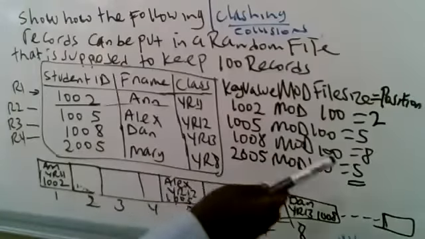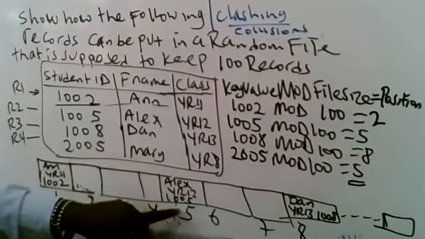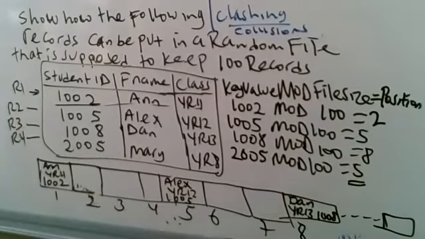So what does the computer do in this case? It cannot leave out Mary's record because Alex is already in position 5. So it applies many methods to solve that. But the common ones that are in your syllabus are what we call open searching and closed. What do I mean by that?